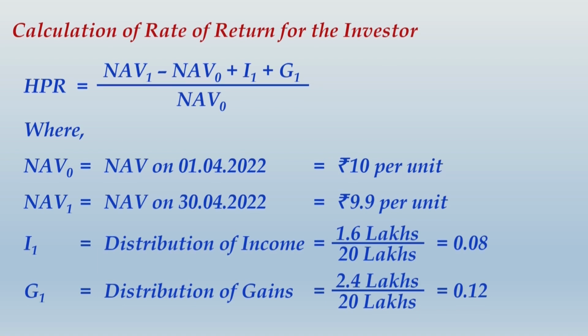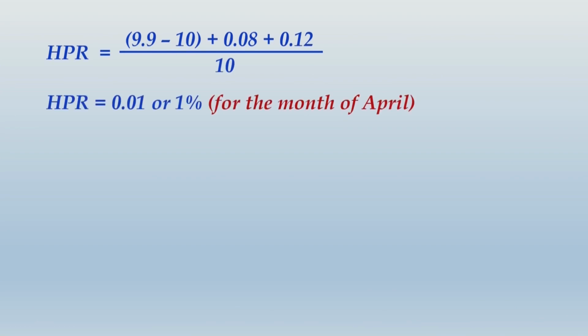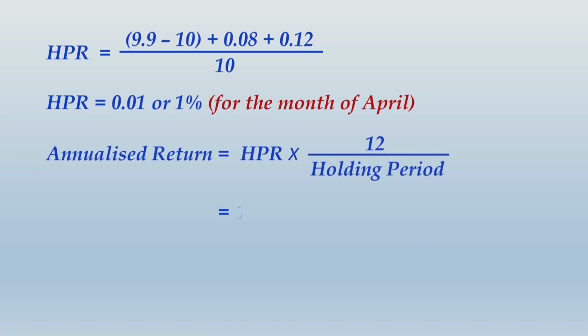Alright friends, now after defining all these variables, time for us to substitute all these values in the HPR formula, and through this when you compute the holding period return, it comes to 1% for the month of April. You want to find it as annualized return, so what will be the proportionate return for 12 months? Simply 1% for 1 month, so it will be 12% for 12 months. So your final answer as annualized return for the investor, it will be 12% per annum. So please write up this calculation as well, and that will be end of the solution.